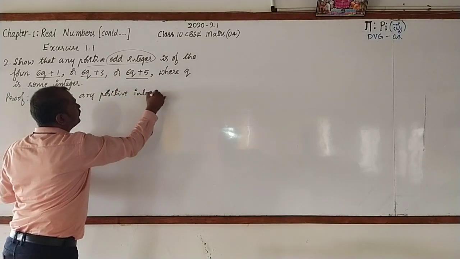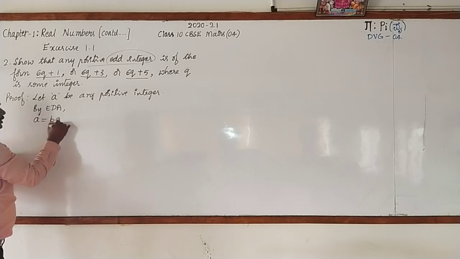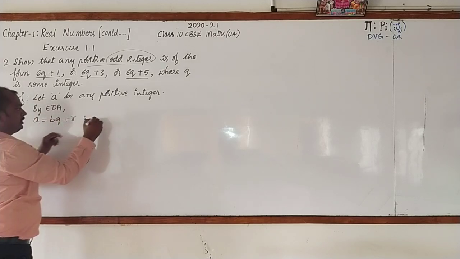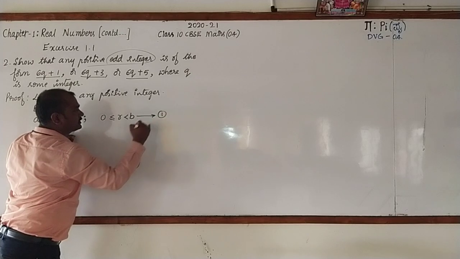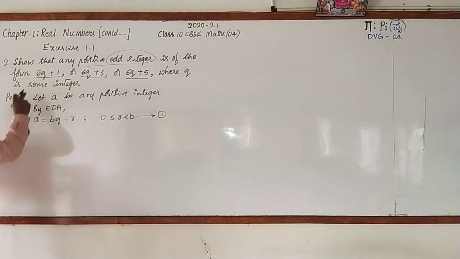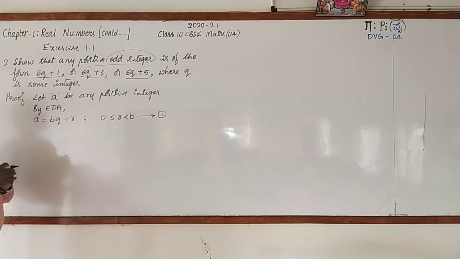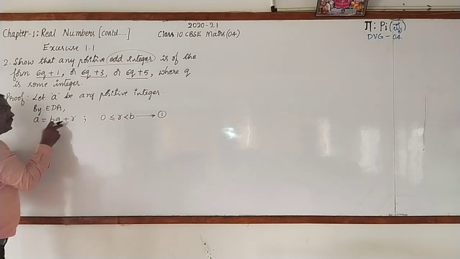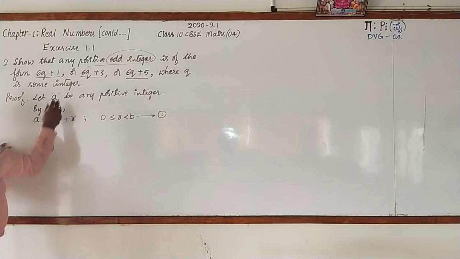Then you can go for applying Euclid's division algorithm. According to Euclid's division algorithm, we can write a equal to bq plus r, where 0 is less than or equal to r less than b. Call it as statement 1. Now see that odd positive integer, it should be in the form 6q plus 1, 6q plus 3 or 6q plus 5. Here bq plus r is there. So could you tell what substitution to be taken in place of b? Yes, you are right. It is b equal to 6.